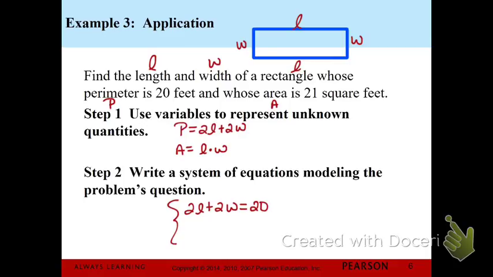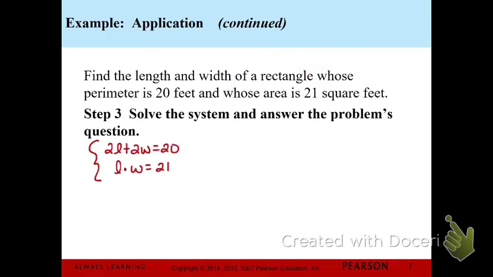And then, what about the area? Do I know anything about the area for this problem? The area is 21 feet, and that's going to be my A. Good. So, length times width equals 21. So, there's my two equations. That creates my system. So, here's our system. Now, let's answer the question.